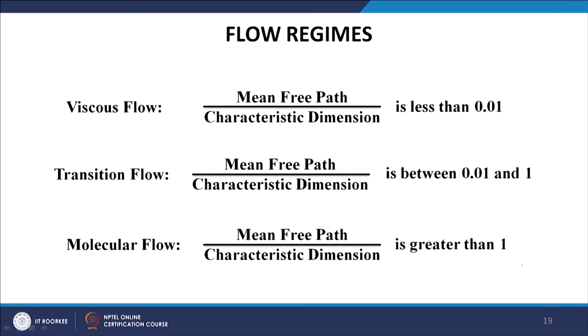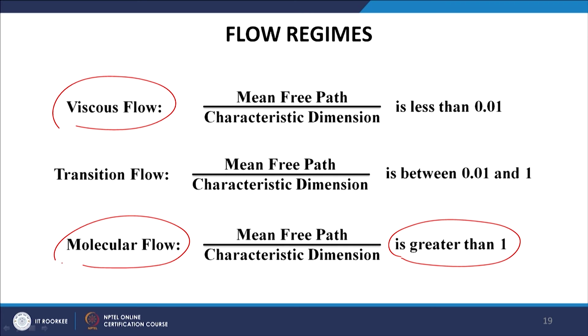So, we can define the flow regions also by a quality factor. For example, for the viscous flow, we define the mean free path divided by the characteristic dimension as less than 0.01. So, if we take a ratio of the mean free path by the characteristic dimension, if it is less than 0.01, then it defines a viscous flow, and if the value is greater than 1, then this is a molecular flow, and between 0.01 and 1, that is the region for the transition flow.